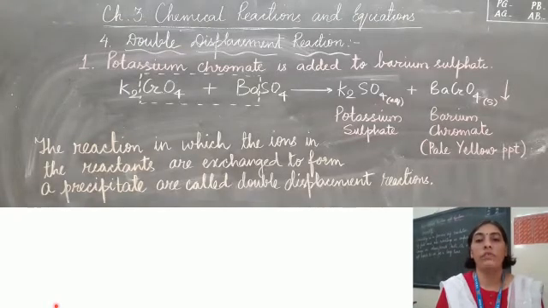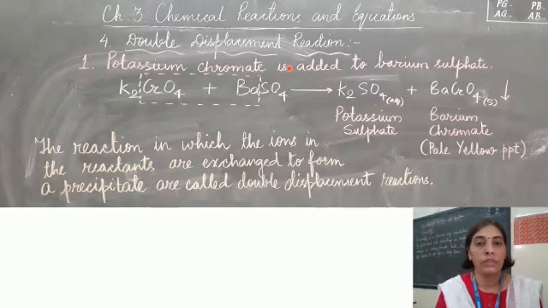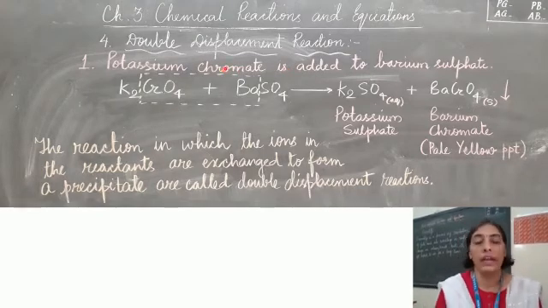Okay, children, we now come to the last type of chemical reaction, that is the double displacement reaction. Now, how is this reaction different from the displacement reaction? In the displacement reaction that we studied, we saw that only one ion was getting displaced. But here there will be displacement of two ions. So therefore it is called double displacement reaction.